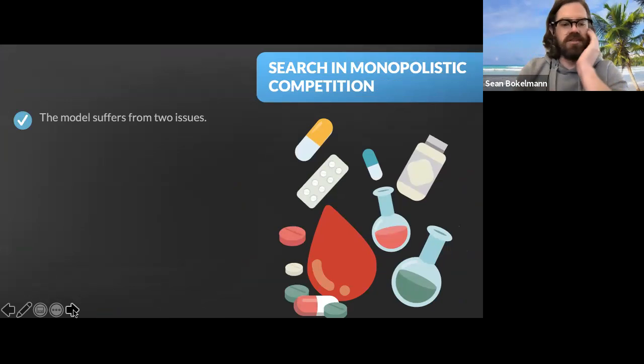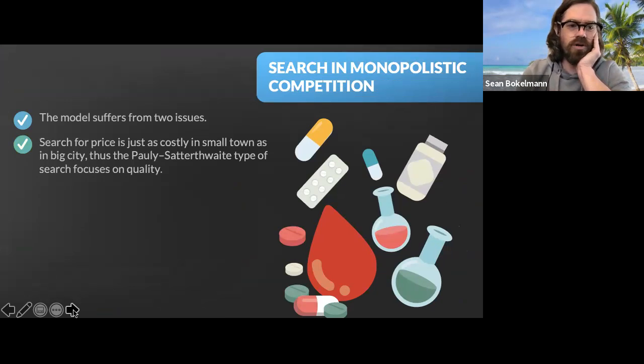Now, the model we're using, this search within monopolistic competition model, suffers from two issues. One issue is that it should be the case that search for price, right? So ignoring quality for a minute, just thinking about price. The search for price should be just as costly in a small town as in a big city.